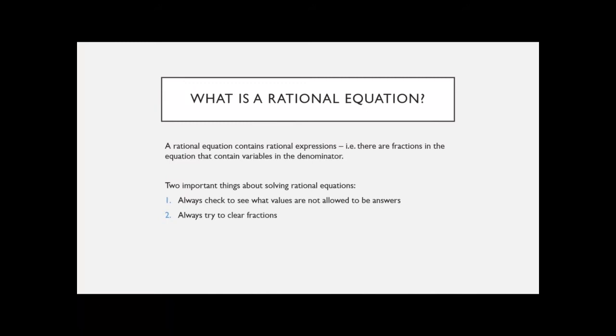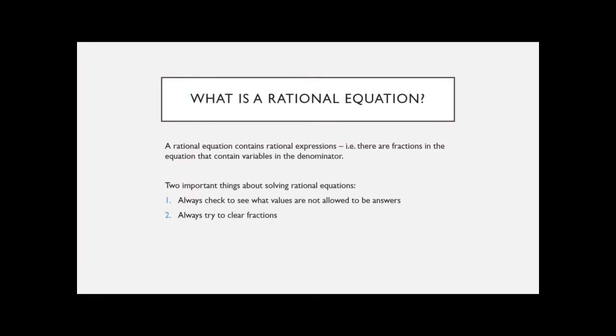And the two big things when we're solving rational equations is that we always have to check to see what values are not allowed to be answers, or to make sure that our answers work. Unlike when you solve quadratic equations or linear equations, where whatever answer you got was the answer, with a rational equation, sometimes you can get answers that are not real. They are extraneous solutions. And this is because when you have fractions, you can't have 0 in the denominator.